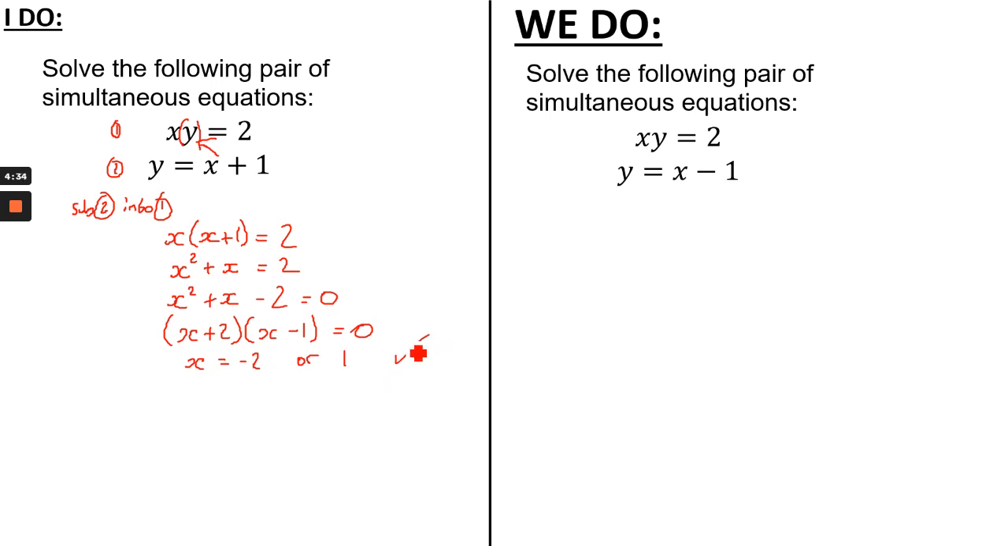Now that gets me most of the marks, but I want to work out what the values of y are. Now I can choose either equation 1 or equation 2 to work out the values of y, but you should be able to see that equation 2 is a bit easier. Y is equal to whatever x is, add 1. So if x is minus 2, y must be negative 1. And if x is 1, y must be equal to 2. So you've got two coordinates, negative 2, negative 1, or 1, 2. And I'll show you a graphical representation of that just after the second example.